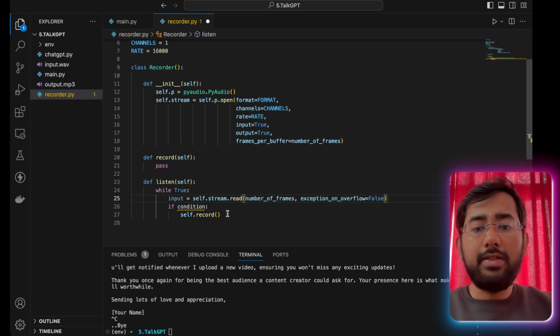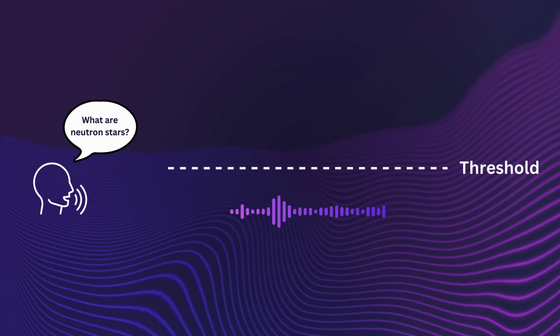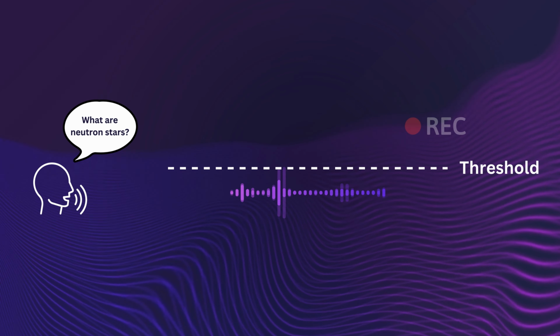And we are also specifying exception on overflow as false. Now this is required because if there is an overflow of the input buffer, in that case, it won't throw an exception. So after that, let's work on the condition part. So the condition will be that we will be finding out the RMS value or the root mean square value of the input signals, and we'll be comparing it against a threshold. And if that threshold is exceeded, then we will start to record.